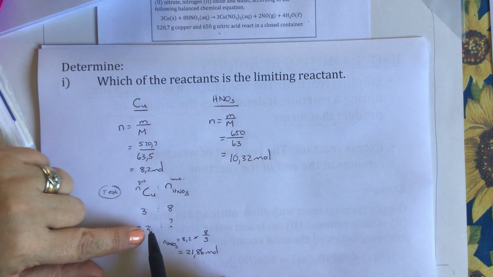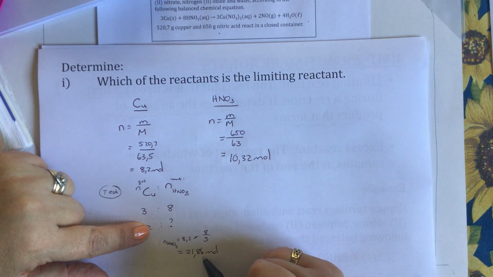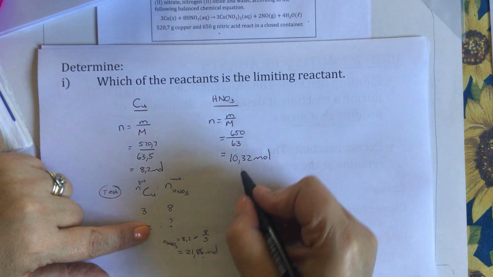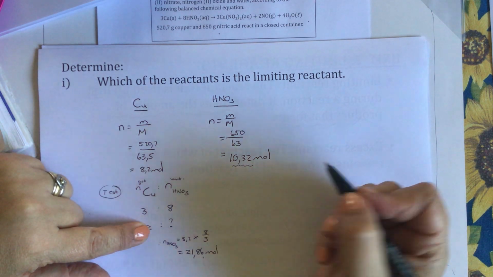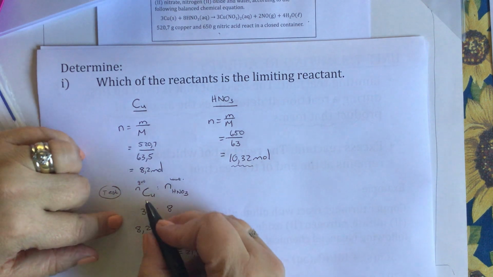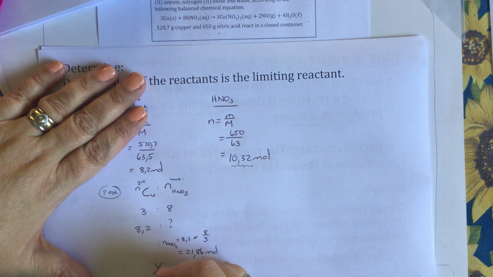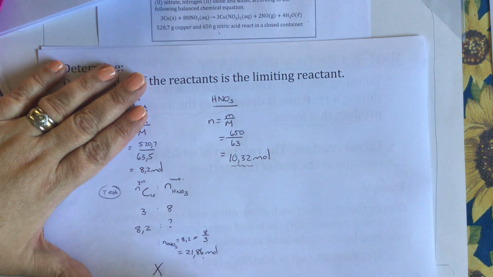If all of this was used up, I need 21,86 moles of that. I don't have that. I only have 10,32. So is this reaction possible? Is it possible for all the copper to be used up? No, it's not. So what is my conclusion?